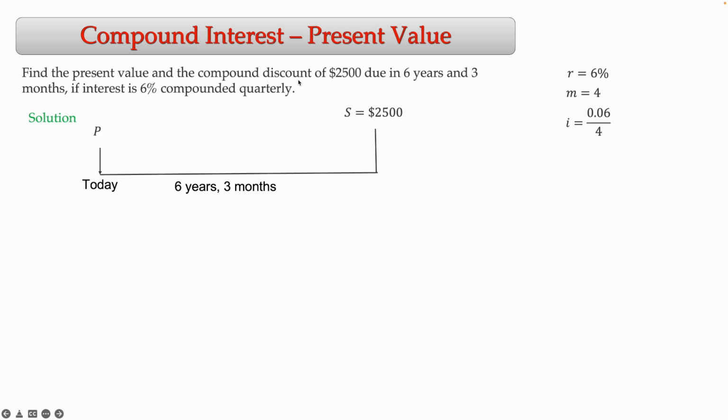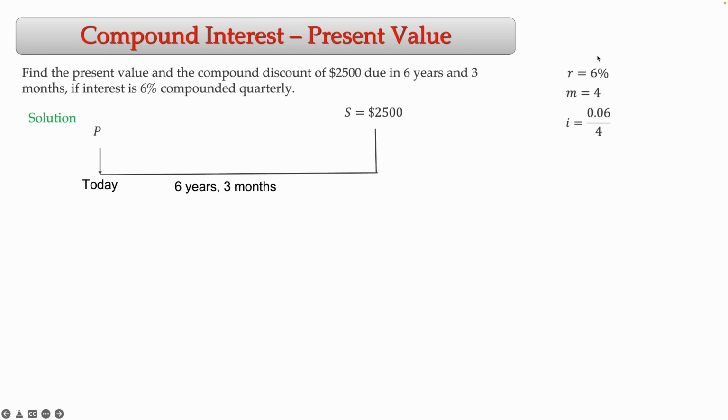And this compound discount is the discount that we are going to obtain for paying earlier. So we are not going to pay all this interest. So this interest will be called a compound discount. So let's compute this P, and after we get the P, the present value, the compound discount will be just the subtraction between S and P. So S minus P.